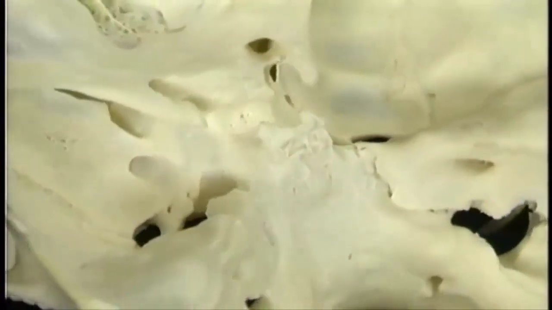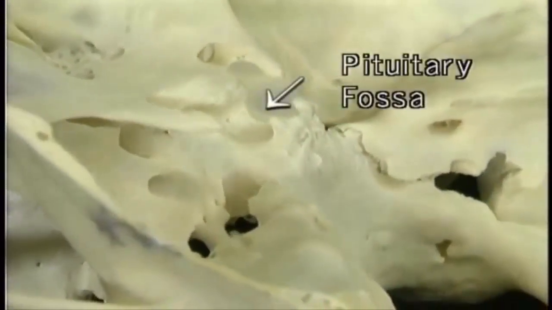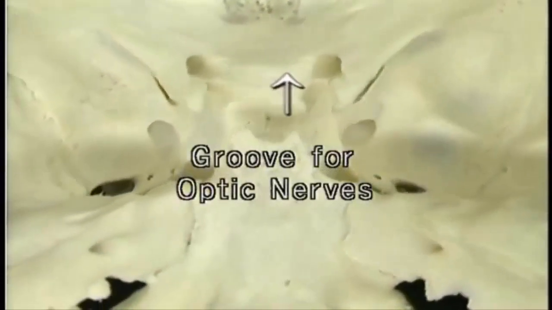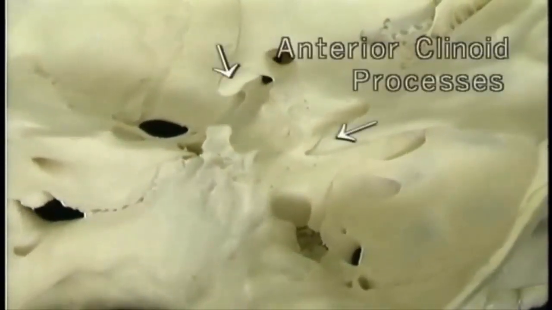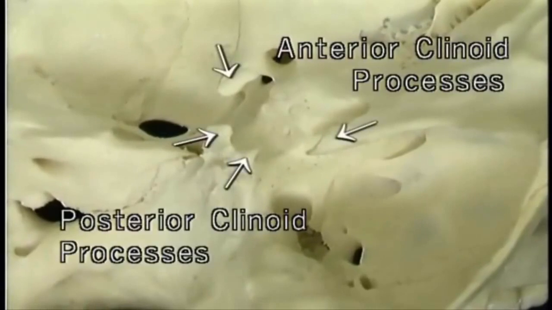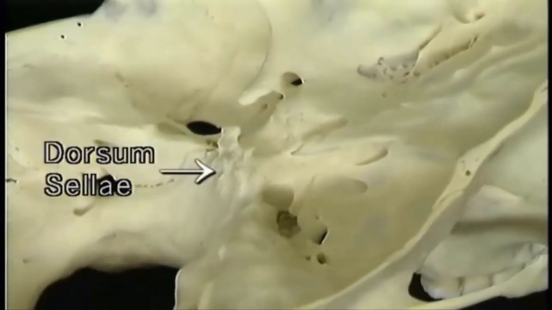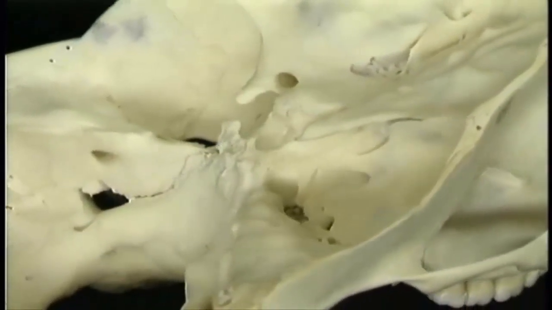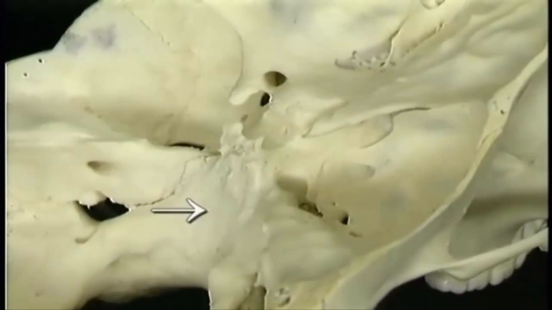The main features of the sella turcica are this deep depression, the pituitary fossa for the pituitary gland, this shallow groove for the two optic nerves, and these four projections, the anterior and posterior clinoid processes. This sloping surface behind the posterior clinoid processes, the dorsum sellae, is continuous with the base of the occiput.